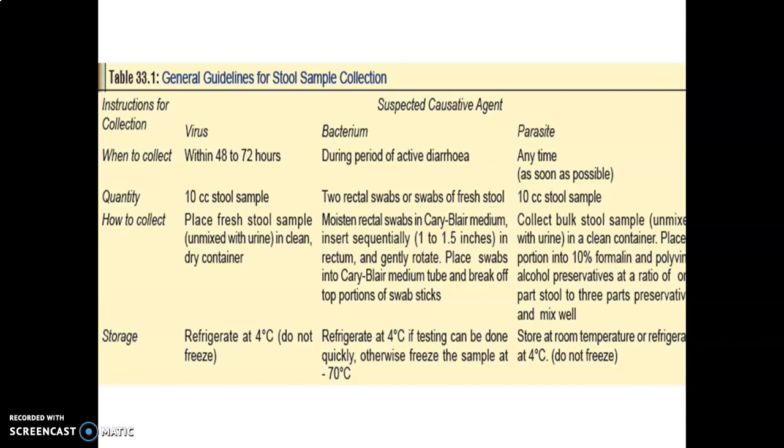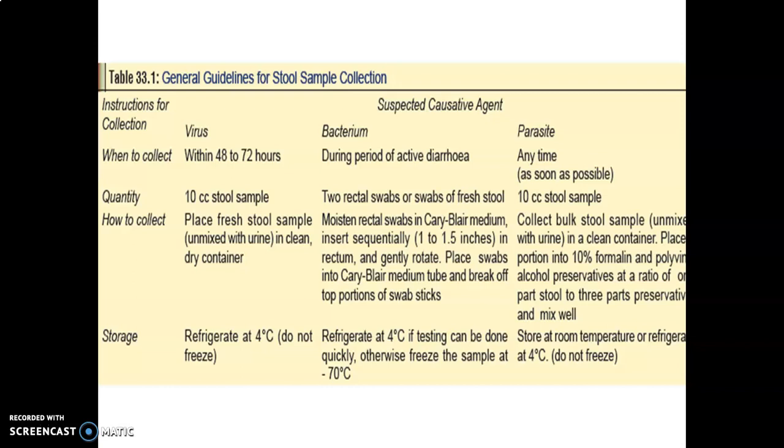After collecting, it should be kept in Cary-Blair medium. The swab should be inserted 1 to 1.5 inches into the rectum and gently rotated. After collecting, the swab should be placed in the Cary-Blair medium tube, and we should break off the top portion of the swab stick so that it can be easily capped.